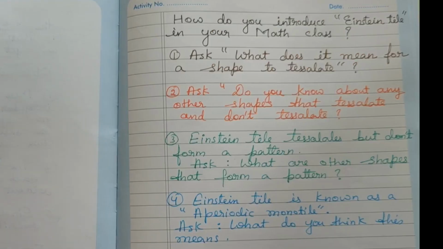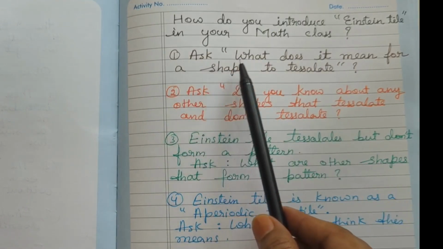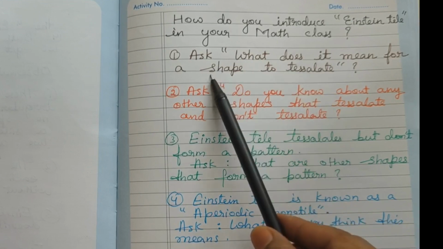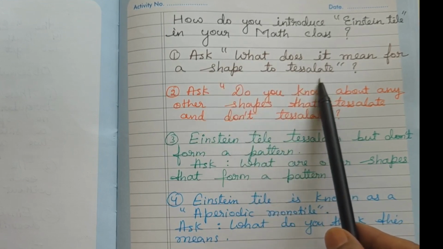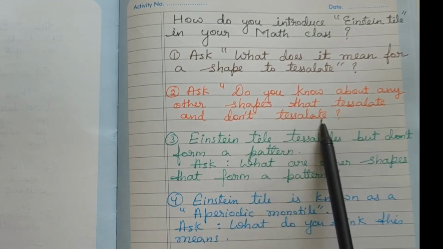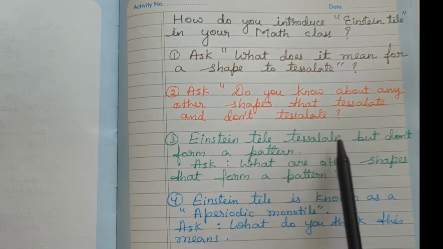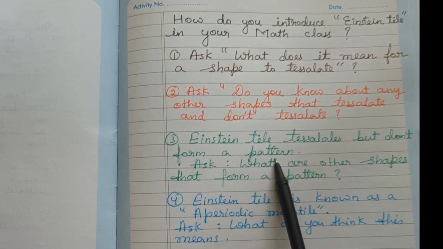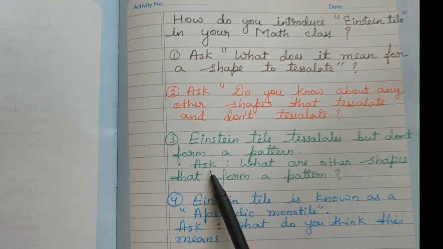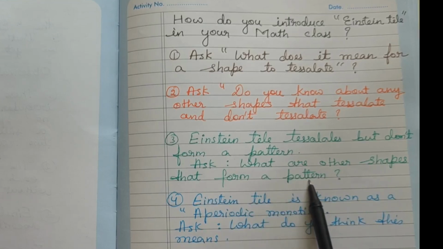Now, how do you introduce the Einstein tile to your math class? You can ask students, what does it mean for a shape to tessellate? You can also ask, do you know about any other shapes that tessellate and do not tessellate? The third question can be, Einstein tile tessellates but doesn't form any pattern. Then at that point we can ask the students about what other shapes form a pattern. That means in a way we are trying to define a pattern.